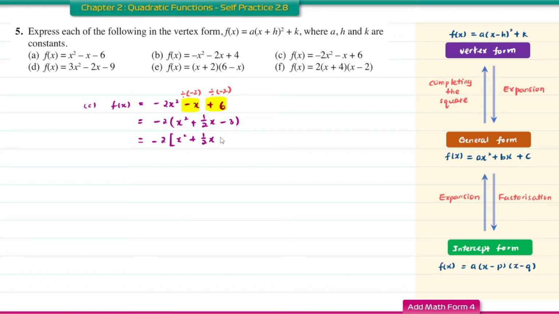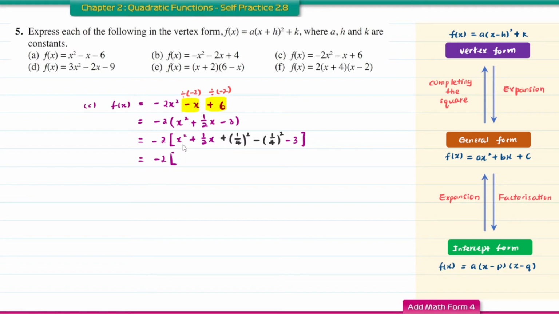So here we want to add in a number, which is the b, 1 over 2, divide it by 2, you're going to get 1 over 4. Then we're going to square it. And then we're going to minus with the number that we add in. And don't forget, we still have a minus 3 at the back there.